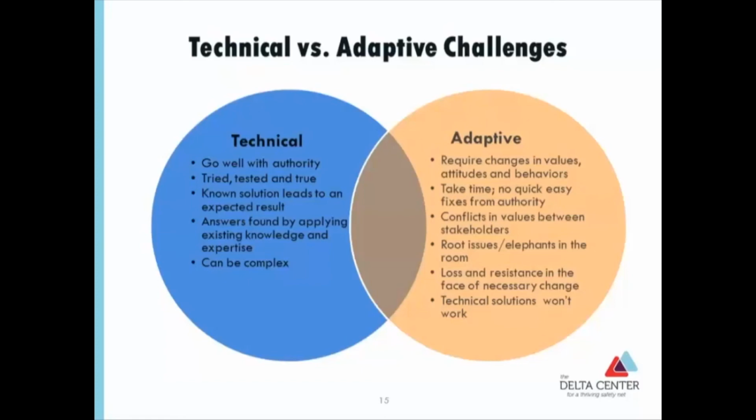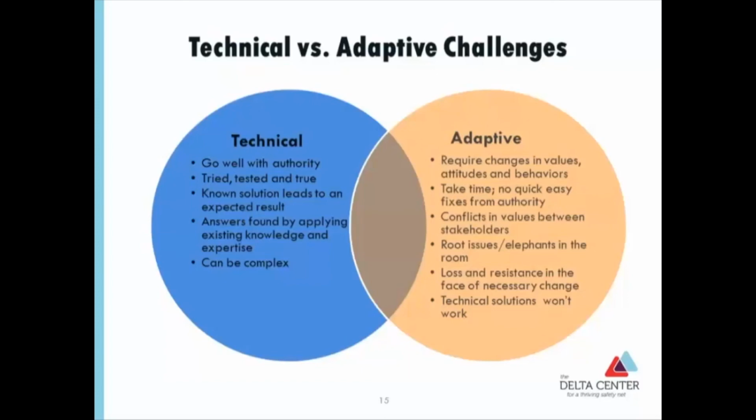Adaptive challenges, by contrast, deal with changes in values, attitudes, and behaviors. So it's not like the person in a position of authority can swoop in and say, I've got the solution to this problem. It's not like IT can jump in and say, I can solve this, right? There is no easy answer. There are no quick fixes from authority, and it's going to require all of us, the best of everyone, trying to make progress on the problem. Not even necessarily solving it, but just trying to make progress on a problem where we don't know what the answers are.